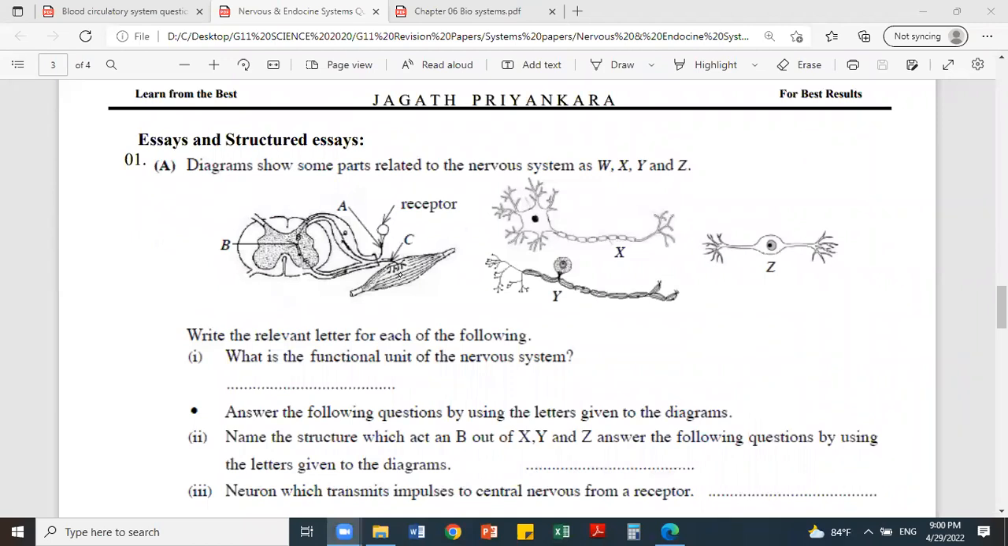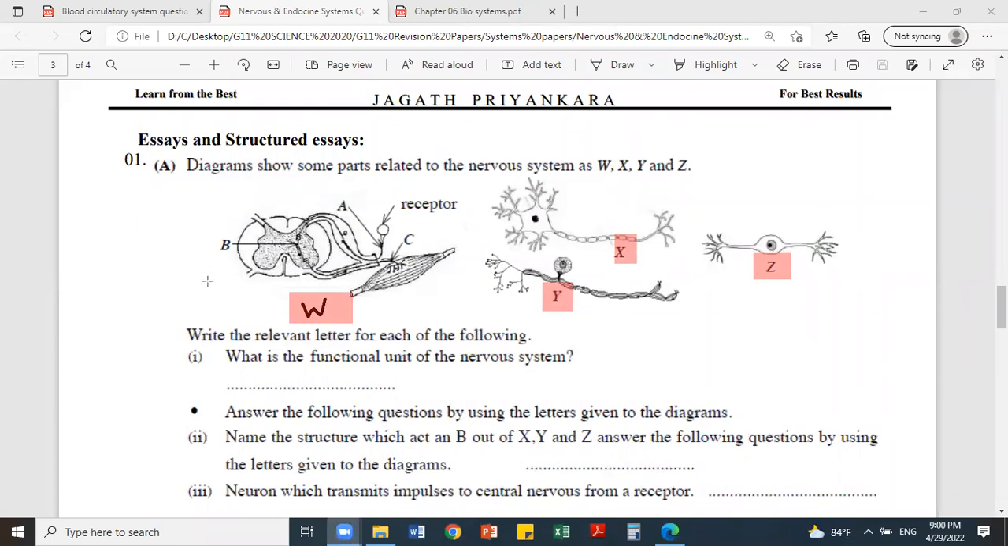Who can give me the answer for part 1? Write the relevant letters for each of the following. What is the functional unit of the nervous system? They have not given the letter here. It's W, X, Y, Z, because W is missing. Can you put W in front of the first diagram, the whole diagram? Wait, I'll highlight this. W is missing, so I wrote that. X, Z and Y. These are the 4 letters they have given at the top, W, X, Y, Z. So W is missing, and I'll write W below the first diagram.